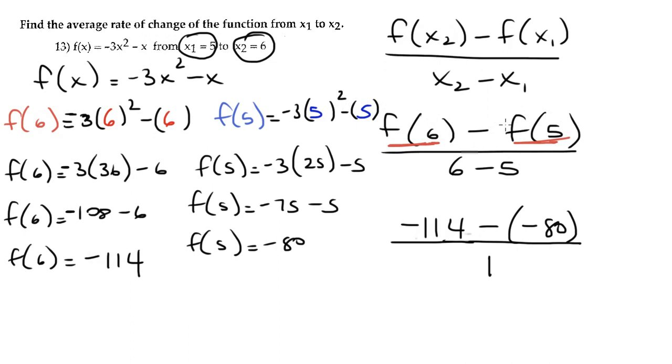You're always going to have to do some evaluation in that numerator. The denominator, you just subtract. But in the numerator, you've got to evaluate the function at two different values and substitute those values in. Negative 114 plus 80 divided by 1. So this is negative 34. That's the average rate of change. That's the average rate at which this function is changing over this interval.